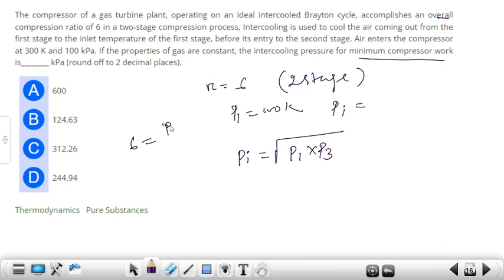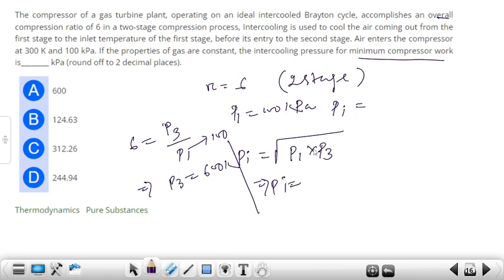That means P3 divided by P1, and P1 given 100 kilopascal. That means P3 is equal to 600 kilopascal. So intercooler pressure for minimum compressor work is root over 100 into 600, which is equal to 244.94 kilopascal. So option D is the correct answer.